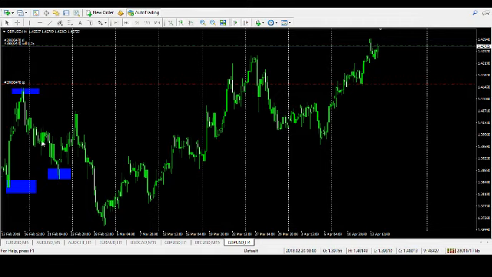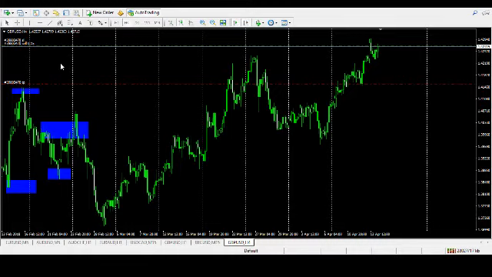This is the low of this week. This is the high of this week. The following week, this is the high. This is the low. The following week, this is the high. This is the low. Notice how it's pretty much bouncing up and down each week.